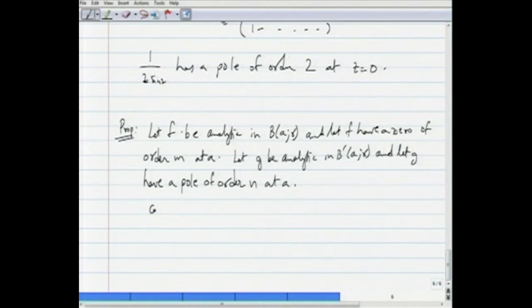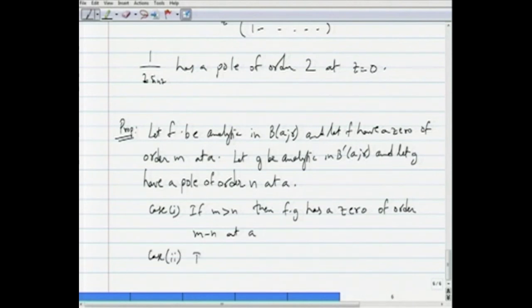Case 1, if m is greater than n, then f times g has a 0 of order m minus n at A. Case 2, if m is less than n, then f times g has a pole of order n minus m at A.